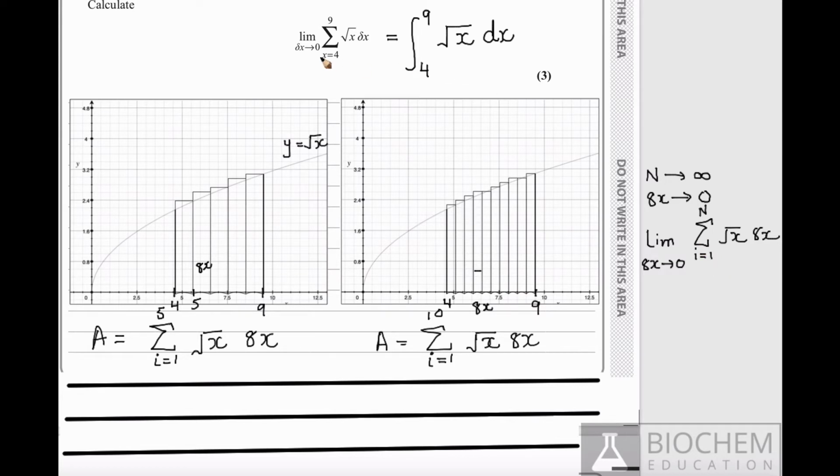And this notation is very similar to what they have written over here. Instead of writing 1 to n, they have written between the x values of 4 and 9. So this notation, or this equation, gives us the area under the curve between the x values of 4 and 9, which can alternatively be found by taking a definite integral of square root of x for x values 9 and 4.